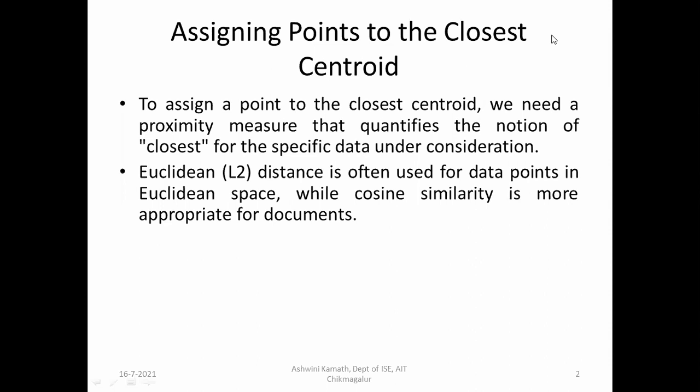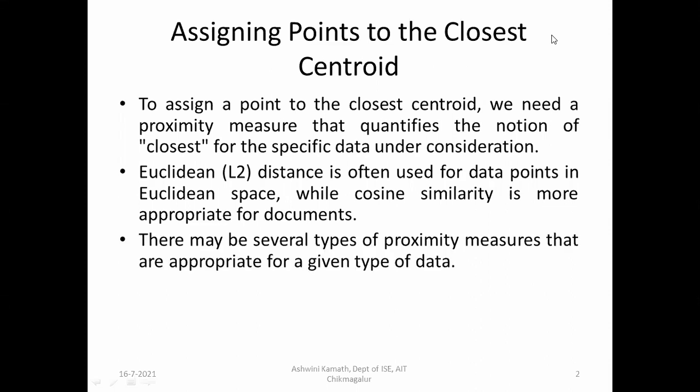Euclidean L2 distance is often used for data points in Euclidean space, while cosine similarity is more appropriate for documents. So we can use Euclidean distance for data points in space, for example two-dimensional or Euclidean space, that is, data that can be represented as points. If the data is a document, then cosine similarity is used to find the closest data.